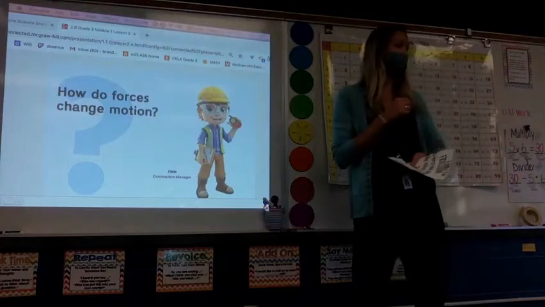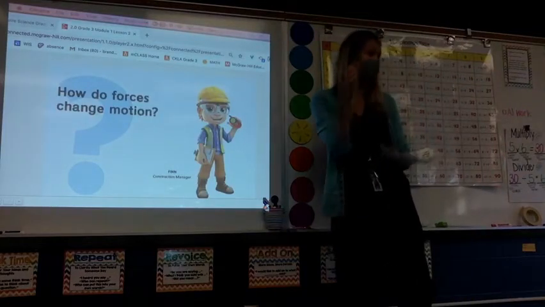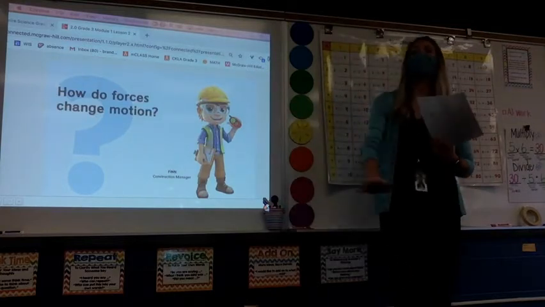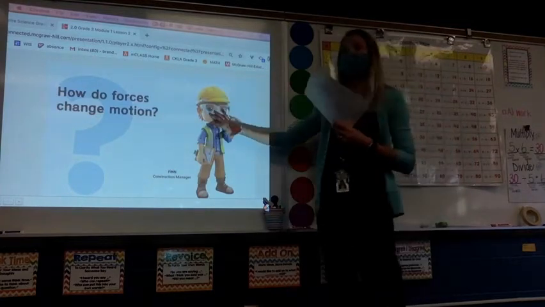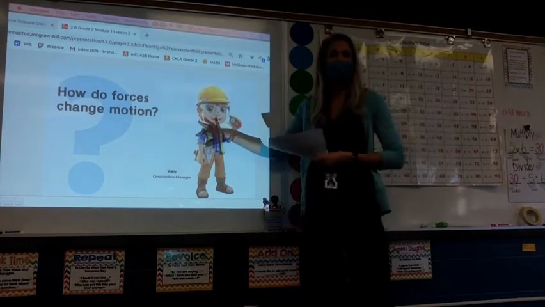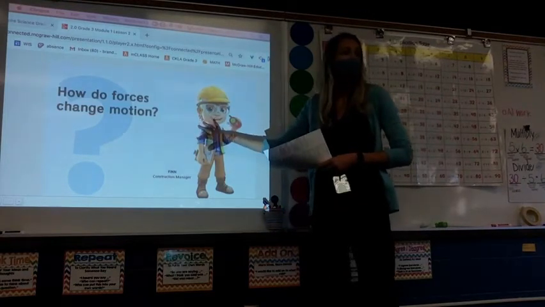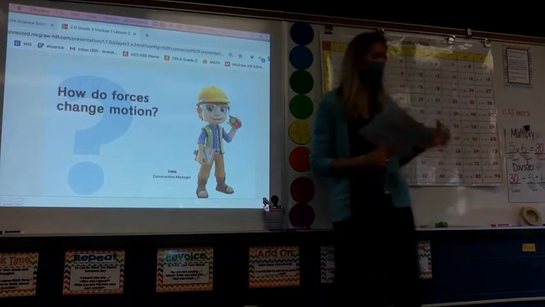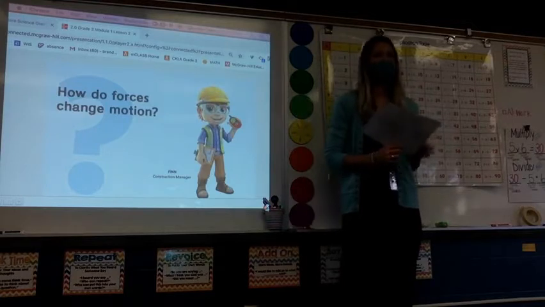The last little piece I'm going to go over today before we move on to our next section is our essential question. For each lesson or little piece we go through, we're going to have that essential question. Let's go pencils down for just a moment. Our essential question this time is, how do forces change motion? What's our question? How do forces change motion?